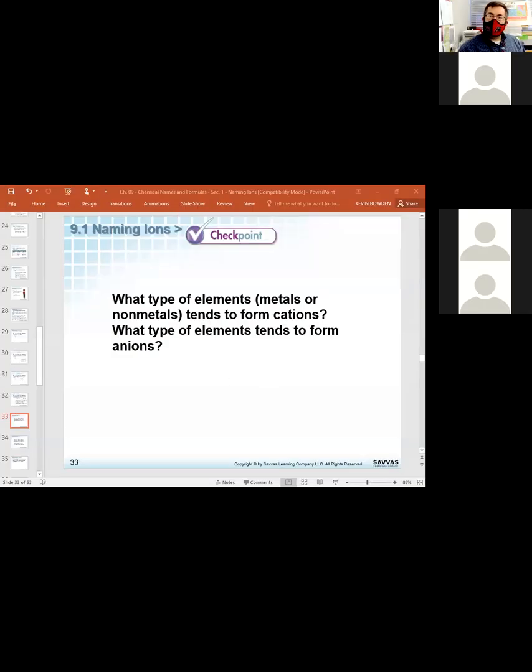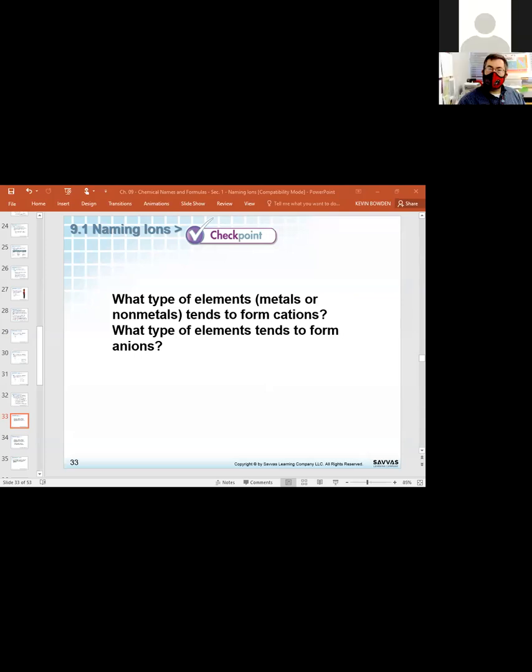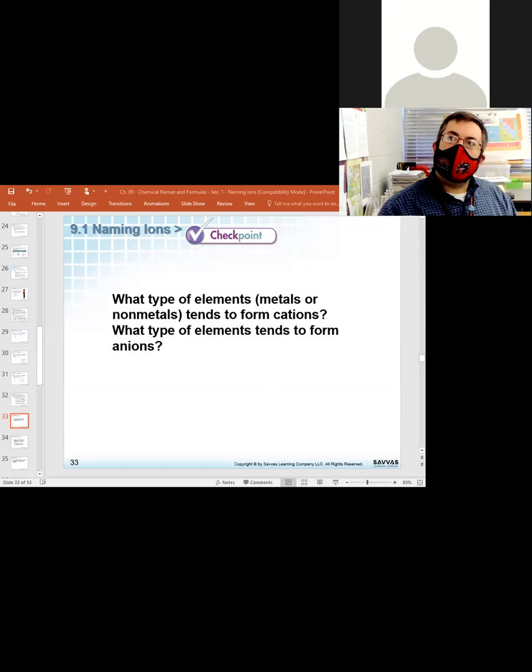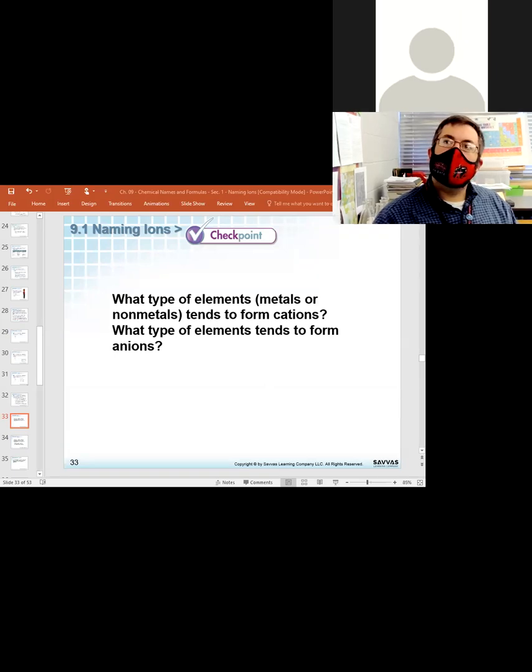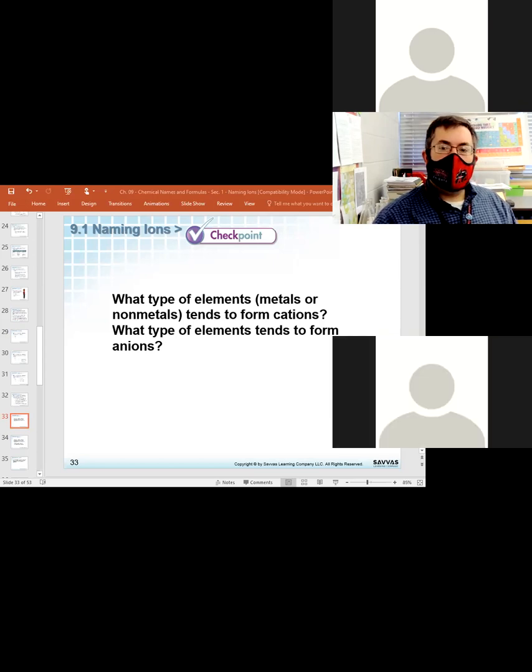I think everyone should know this answer fairly quickly. Just go ahead and say it out loud. Do metals or nonmetals tend to form cations? Which one of those two? No, it's not a yes or no question. It's an either or question. Metals or nonmetals? Oh, metals. Right? Metals will make cations. Okay, metals will form cations.